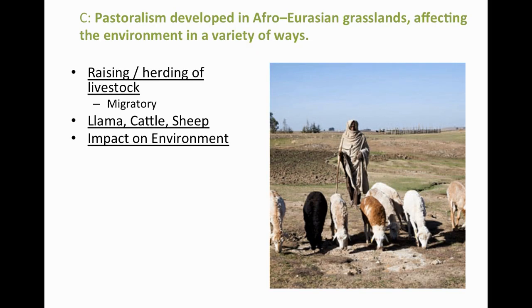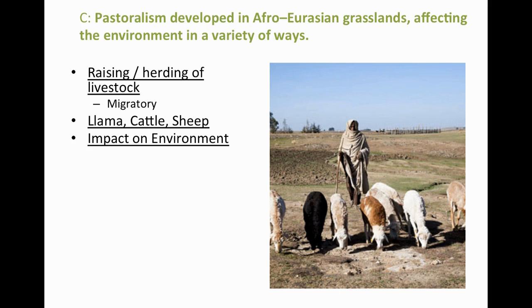All right, evidence strand C: pastoralism developed in Afro-Eurasian grasslands, affecting the environment in a variety of ways. The most famous pastoral group, the Mongols. But pastoralism was evident in the Middle East and Africa as well. A pastoralist is going to be raising or herding livestock, llama, cattle, sheep. Like the Mongols, pastoral communities are going to be migratory. Even though the Egyptians weren't migratory, the Mongols sure were. So if you're thinking about an important pastoral group, always go to the Mongols later on.